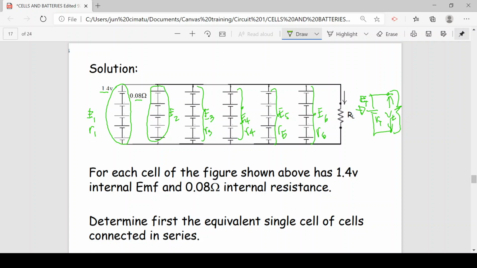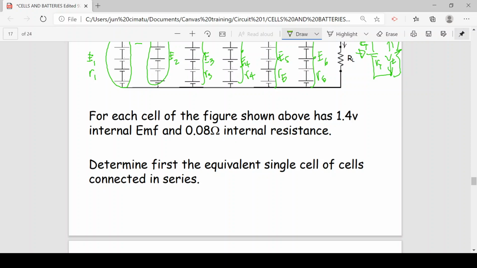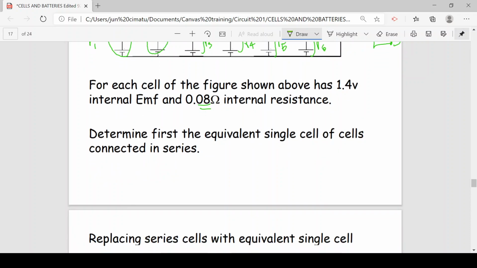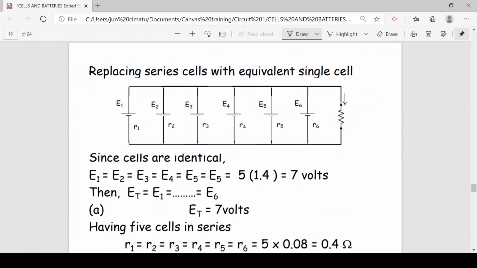Since these cells are identical, we can simply multiply the 1.4 with 5 to get the total equivalent internal EMF, E sub 1. For R sub 1, we can multiply this 0.08 also with 5, because there are 5 cells in series. And the circuit would become as simple as this circuit with 6 identical cells in parallel. So this is 5 cells in series times 1.4.